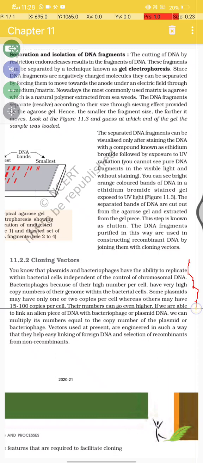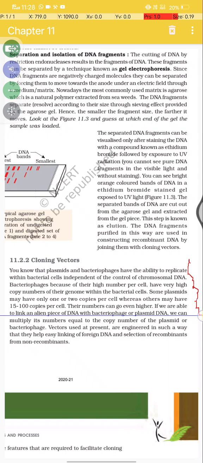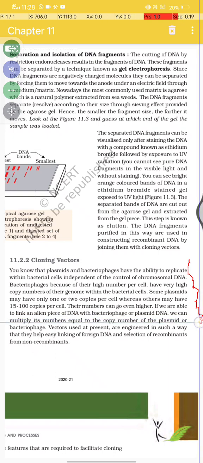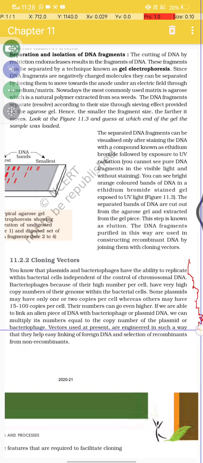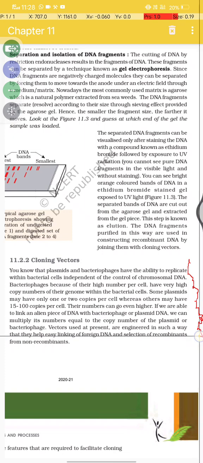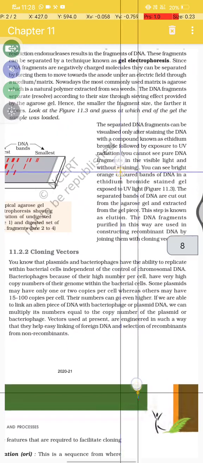The numbers can go even higher if we are able to link an alien piece of DNA with bacteriophage or plasmid DNA. We can multiply its number to equal the copy number of the plasmid or bacteriophage. The vectors used at present are engineered in such a way that they help easy linking of foreign DNA and the selection of recombinants from non-recombinants.